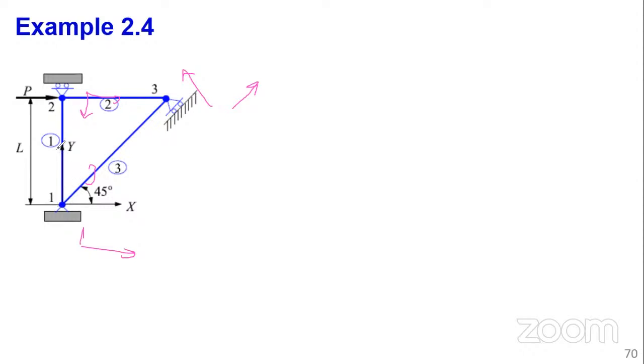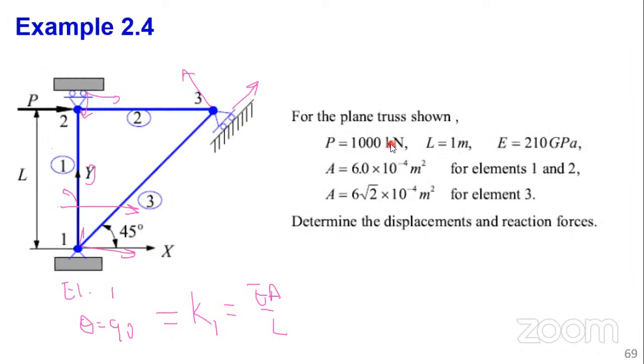So like element 1, this is element 1, already it's given for you. So element 1, what is this angle? From the positive x direction, this is 90. So for element 1, theta is equals to 90. So you can be able to get what is K1 global, EA over L. And you can look back here, you can go back to see the information given.